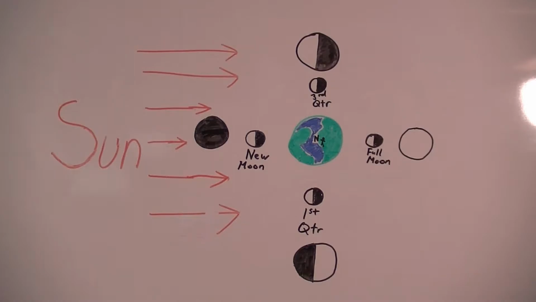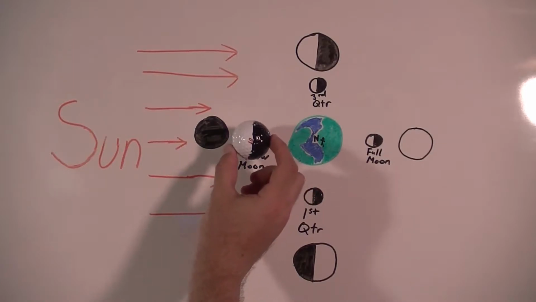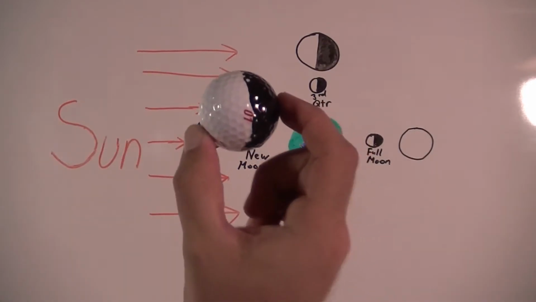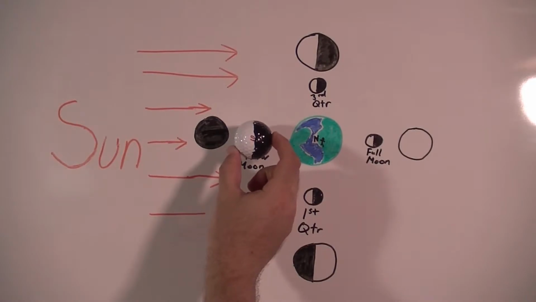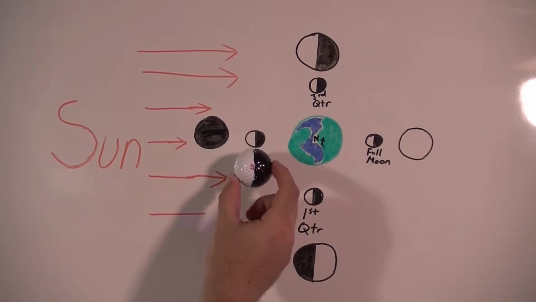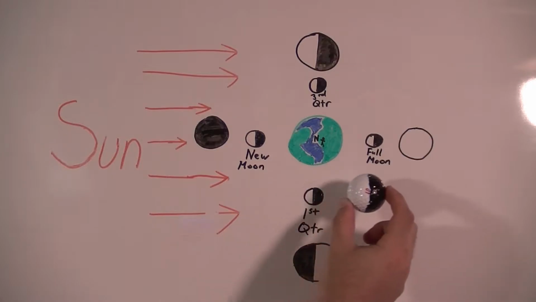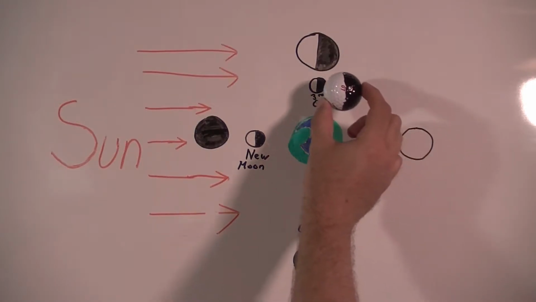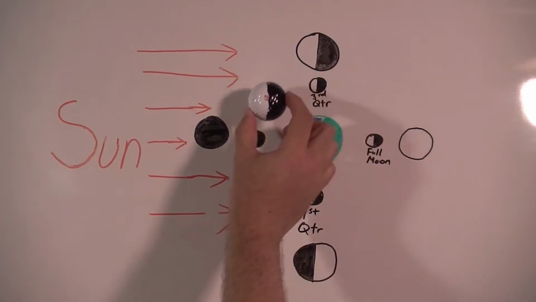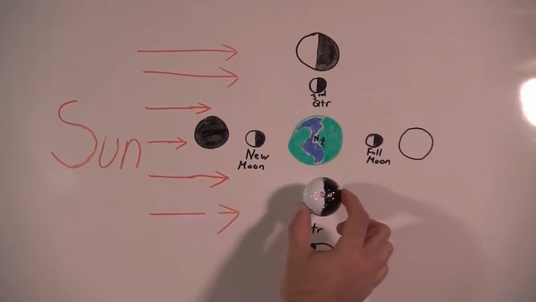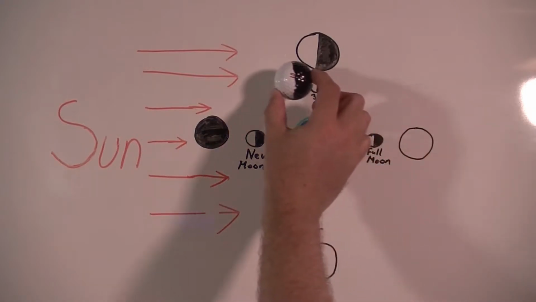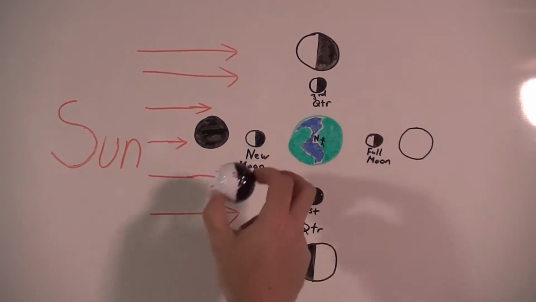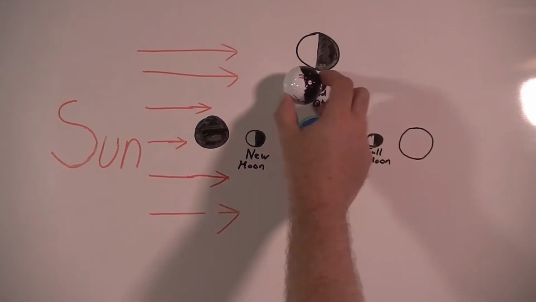No matter where the moon is, half of the moon is always going to be lit up by the sun, because the moon, much like the Earth, is a big sphere spinning out in space. So this half of the moon, which is a golf ball, is always getting light from the sun. Even as it moves around the Earth, it is always going to be half lit up by the sun, in the same way that the Earth has night and day depending on what side is facing the sun.